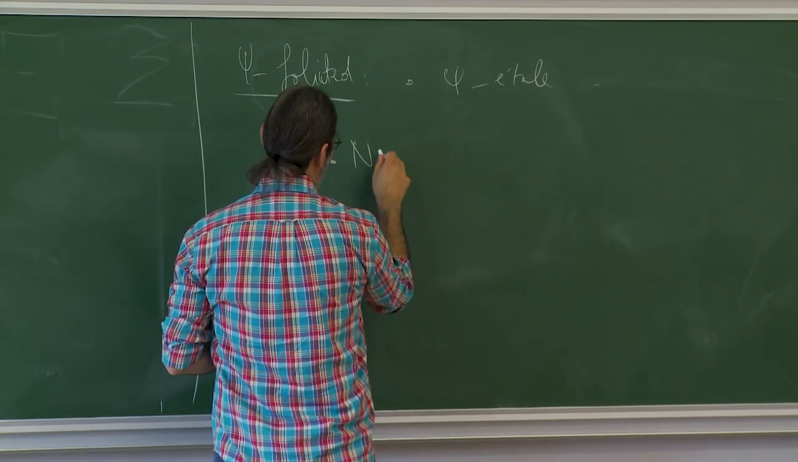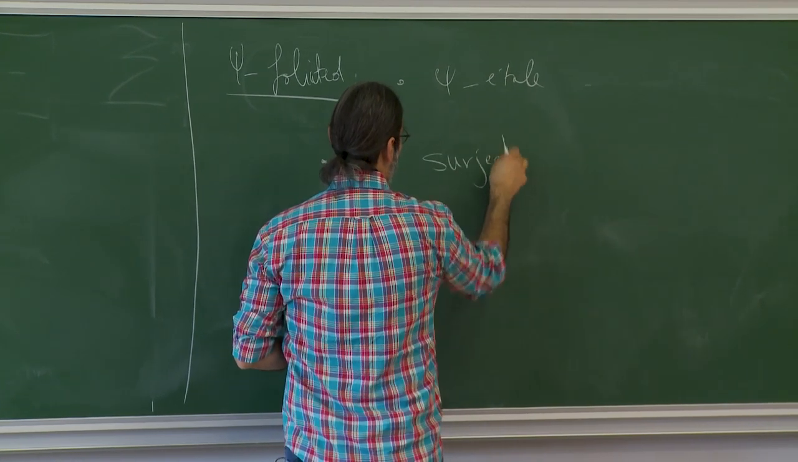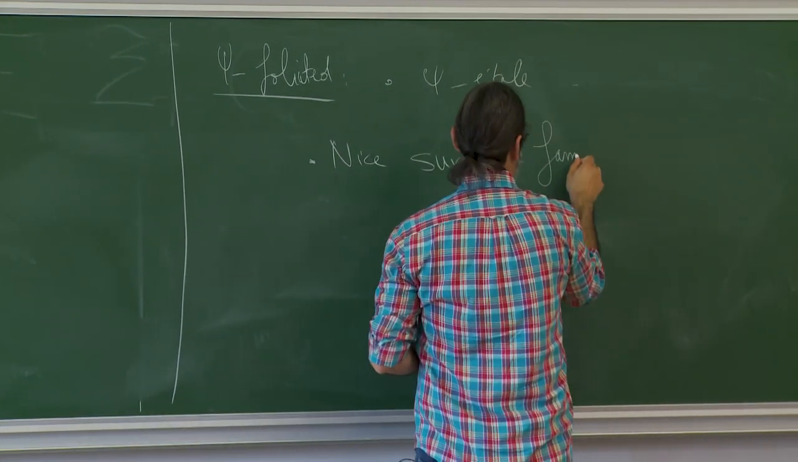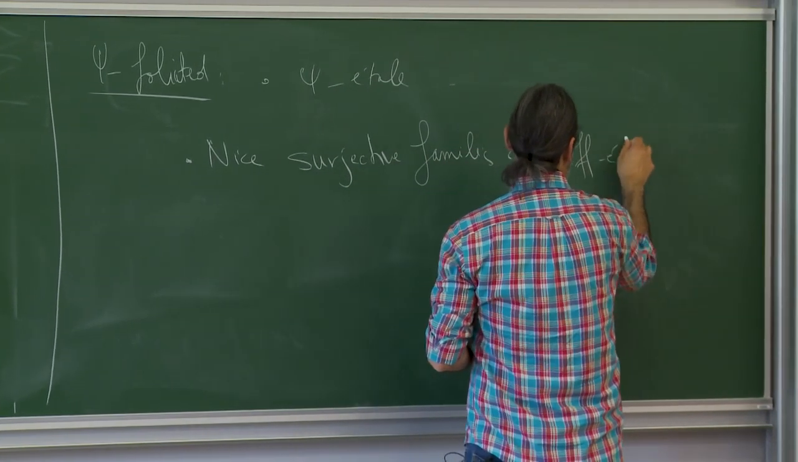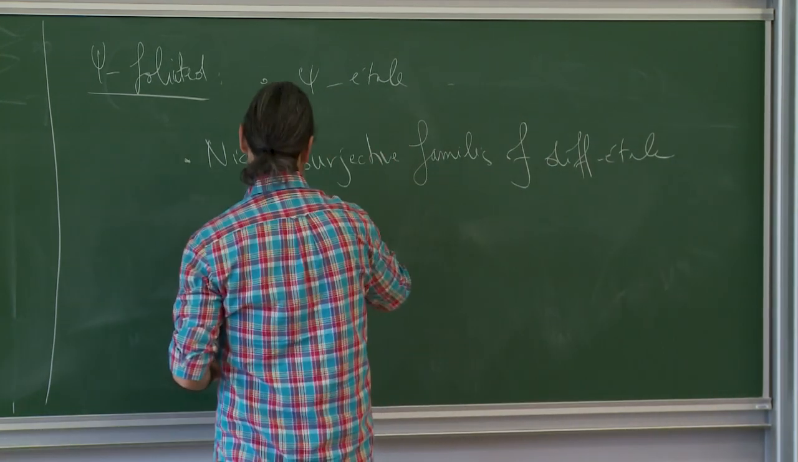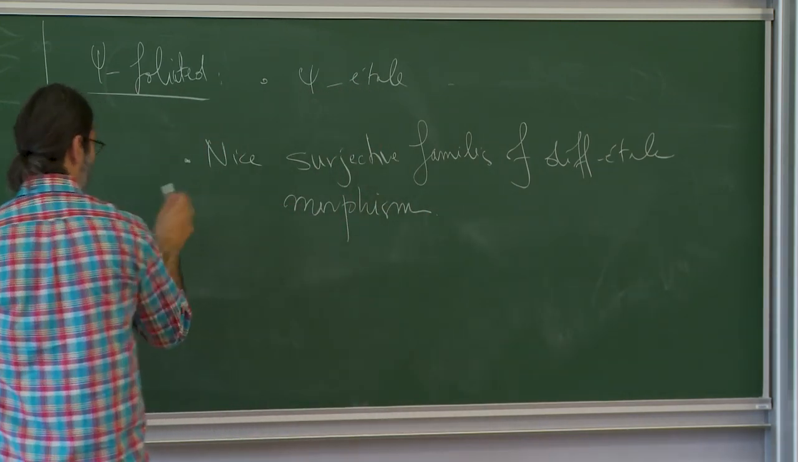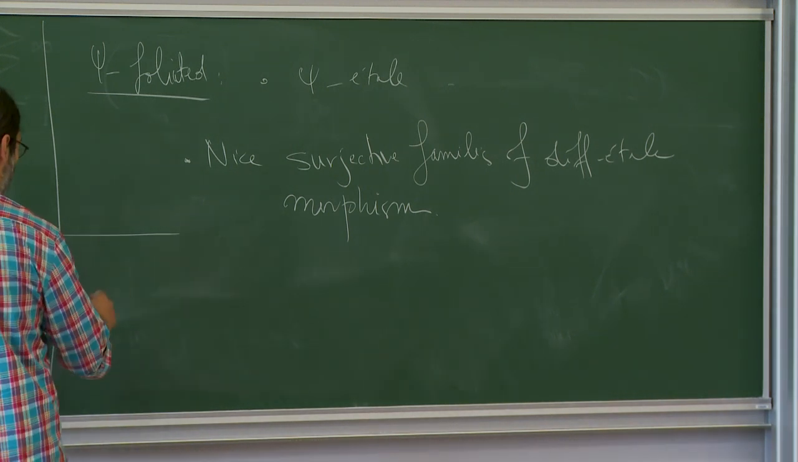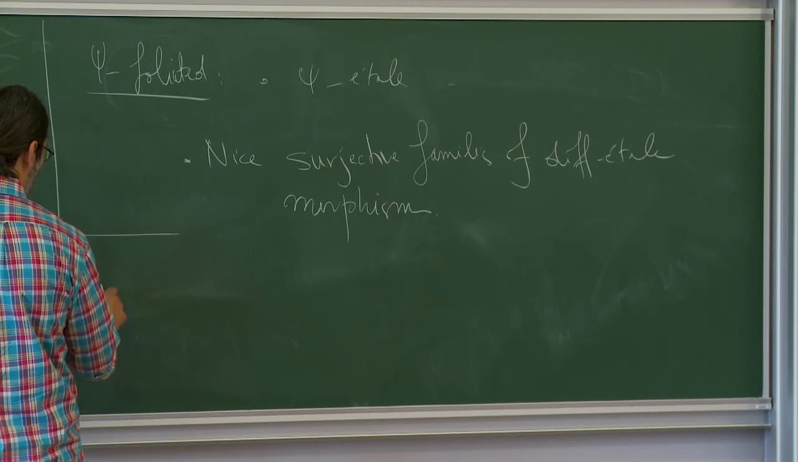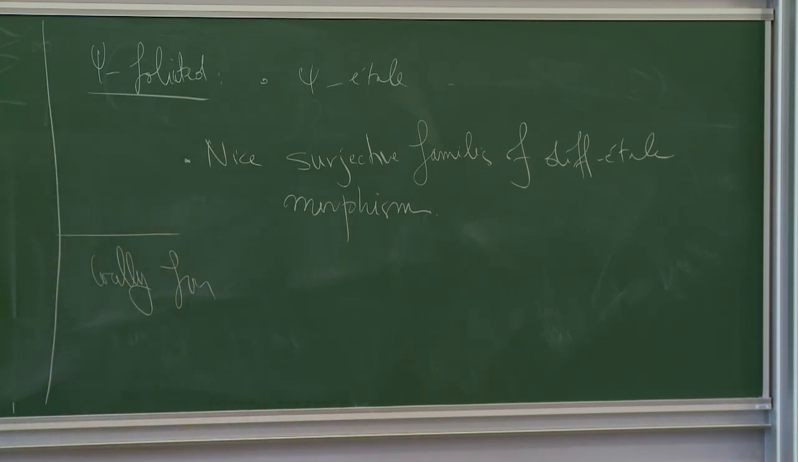So maybe we should not go into the details. Let's say nice surjective families of diff et al. It won't really matter for what will follow. What are these nice ones? The point of this is that locally, what is diff eta A? Diff eta A is defined.